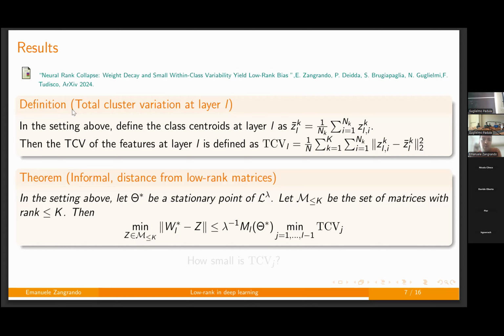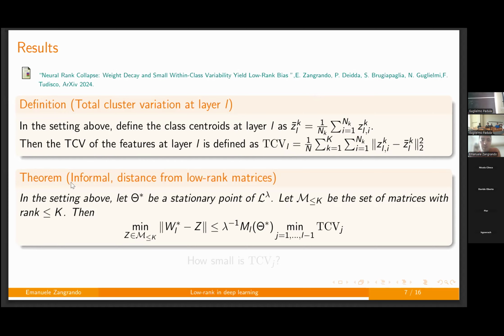Essentially, what we need to define is what we call the total cluster variation at layer L. So in intermediate layers, we want to define the total cluster variation. The cluster is the class in some sense, so it's the intra-class variation. We have to define for layer L the centroids of layer L, which is nothing but the average of all points in the class K at layer L. So we are taking our data points, mapping them through the neural network until layer L, looking at the ones in the kth class, and averaging them, and this is the centroid. And the total cluster variation of the features is essentially how far the points in each class stay from their centroids, also averaged over the clusters.